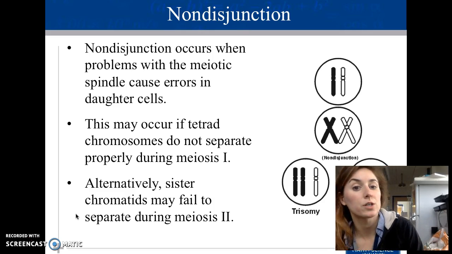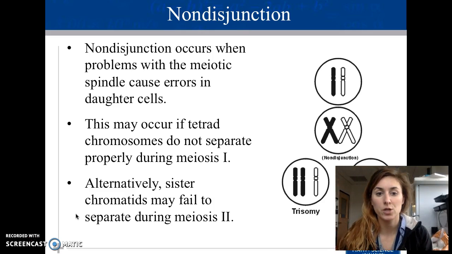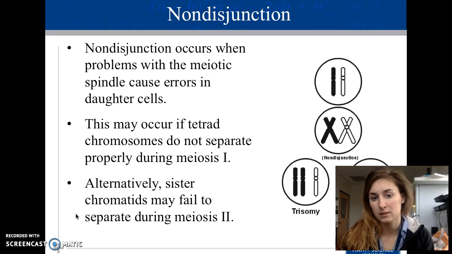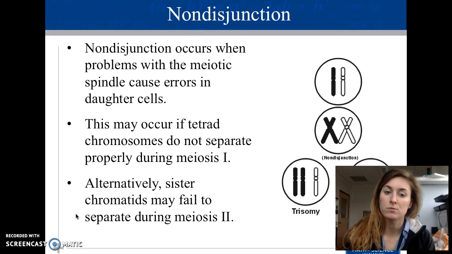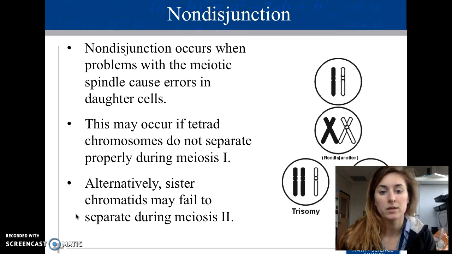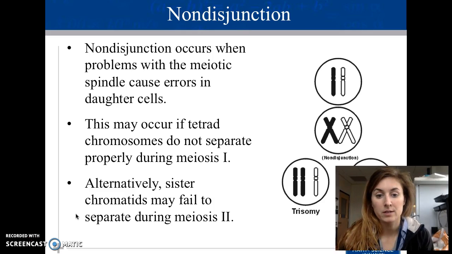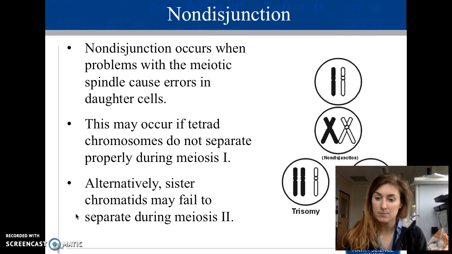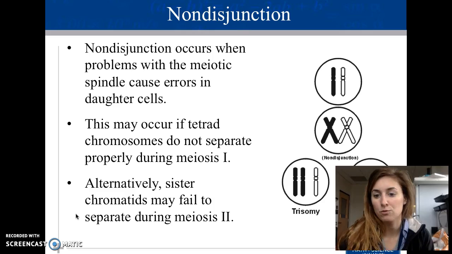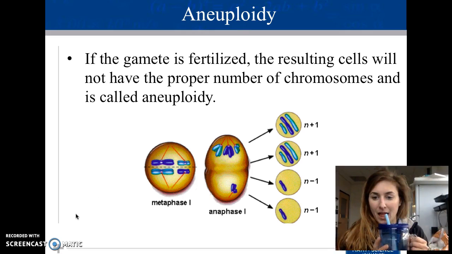Non-disjunction is going to occur when problems with the mitotic spindles cause errors in the daughter cells. Non-disjunction means that it does not pull them apart in the correct way. This can occur if a tetrad of chromosomes don't separate properly during meiosis 1. It can also happen during meiosis 2. So anytime the chromosomes are connected by something, if they're not pulled apart effectively, I can get too many or too few chromosomes.